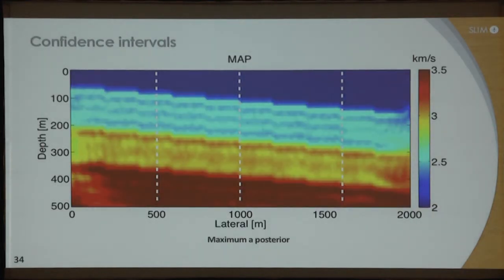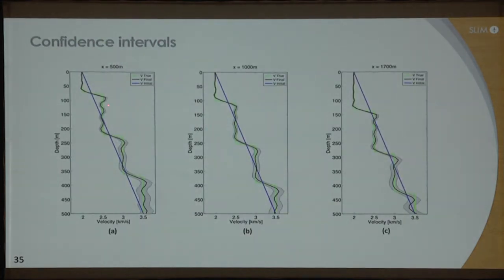And we also calculate the confidence interval for the velocity at these three different horizontal positions. So the black one is the MAP that we get, the blue one is the initial model, and the green one is the true model. And this gray background is the confidence interval that we get.